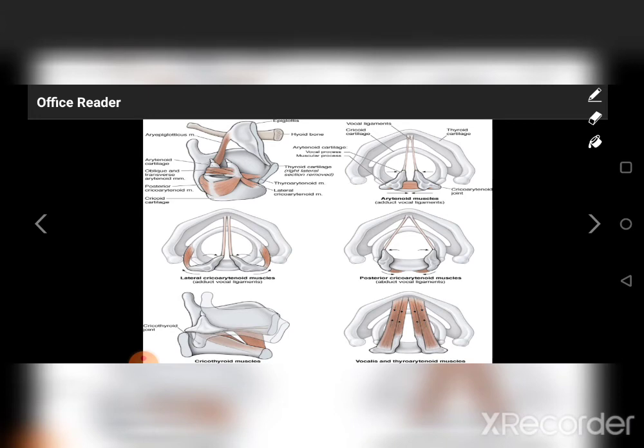The adduction is done by the arytenoid muscle and lateral cricoarytenoid muscle, and the abduction is done by the posterior cricoarytenoid. Posterior cricoarytenoid is also known as the life-saving muscle because it is the abductor of the vocal cord. See, when the vocal cords are abducted, meaning they are away from each other, it will cause air to enter. So if they are adducted, the air is not entering into the larynx. So if this muscle is paralyzed, it will cause immediate death because of the loss of respiration.